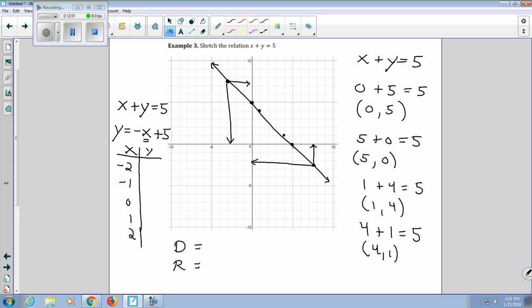So the domain is going to be from -infinity to +infinity. And the same is true for the range. It's all real numbers for both.